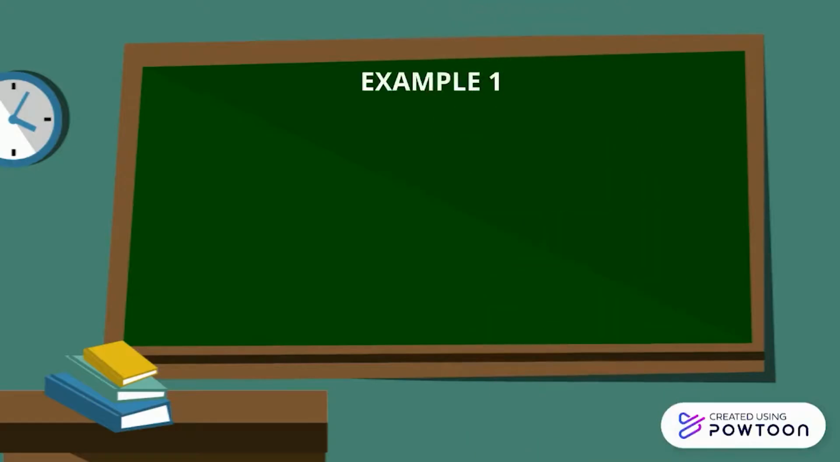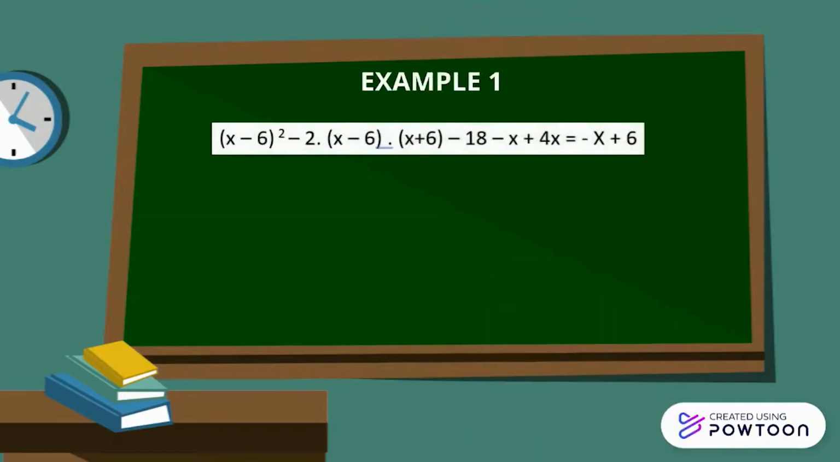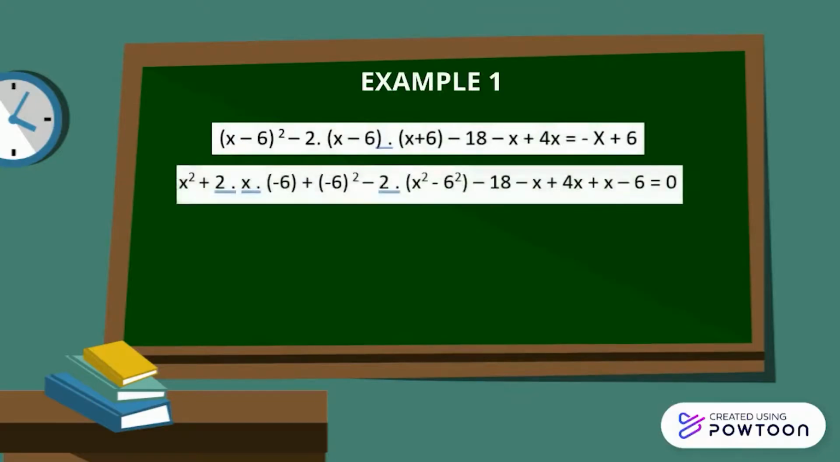Example 1. First, we solve the square of a binomial, x minus 6 squared. Then it goes: the first squared, plus 2 times the first times the second, plus the second squared. We copy the minus 2 and then we must multiply a binomial by its opposite, x minus 6 times x plus 6. And then we move the terms to the left with their opposite signs. This will look like this.